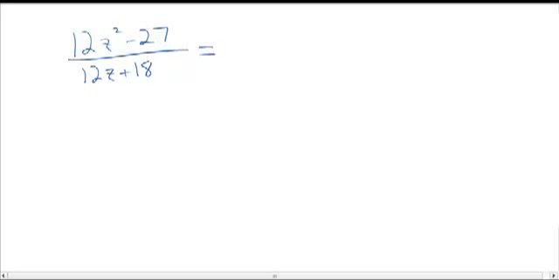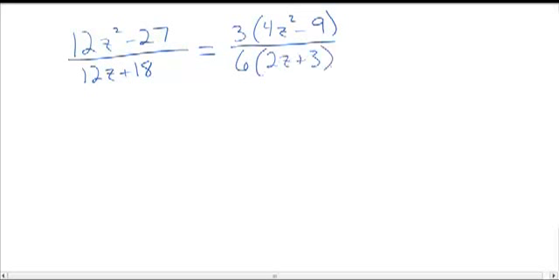Well, if I pull out a 3, that leaves me with 4z squared minus 9. And on the bottom, what can I do? I can factor out a 6. And that's going to leave me with 2z plus 3. Now, you can reduce that 3 over 6, and we're going to get to that. But what you should also notice here is you're not done factoring.